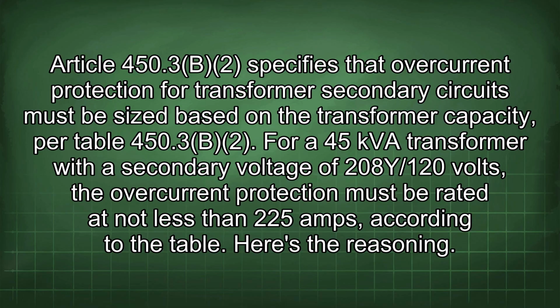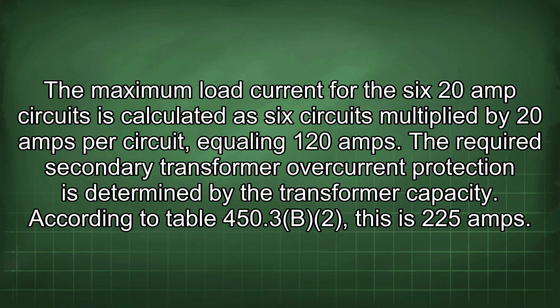Here's the reasoning. The maximum load current for the 6 20 amp circuits is calculated as 6 circuits multiplied by 20 amps per circuit, equaling 120 amps. The required secondary transformer overcurrent protection is determined by the transformer capacity. According to Table 450.3(B)(2), this is 225 amps.